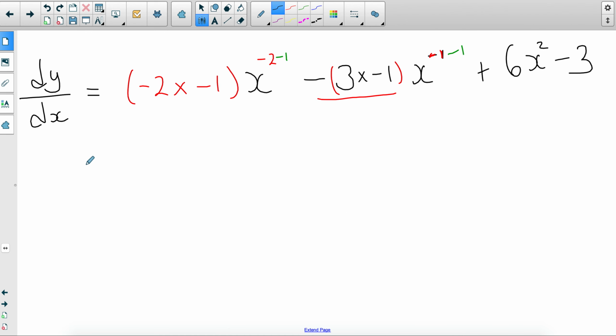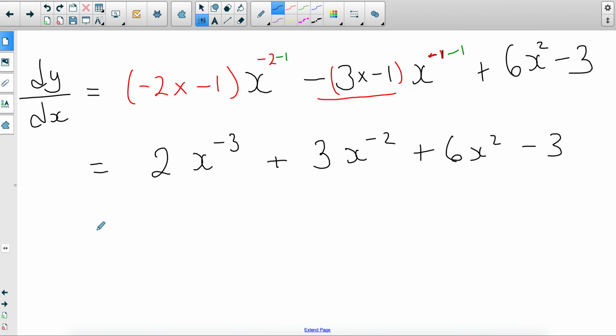And then we simplify what we have. So negative 2 times negative 1 will be positive 2. Negative 2 minus 1 will be negative 3. And then negative 3 times negative 1 will be a positive 3. Negative 1 minus negative 1 will be negative 2, and the rest is already simplified.